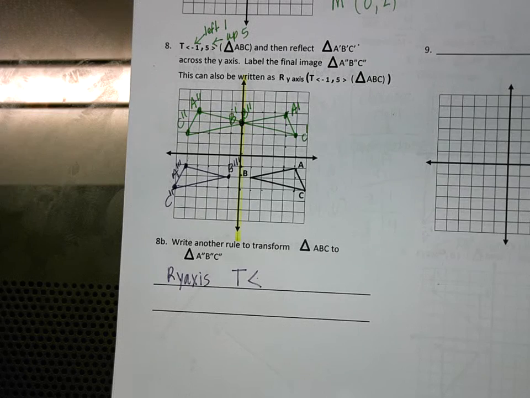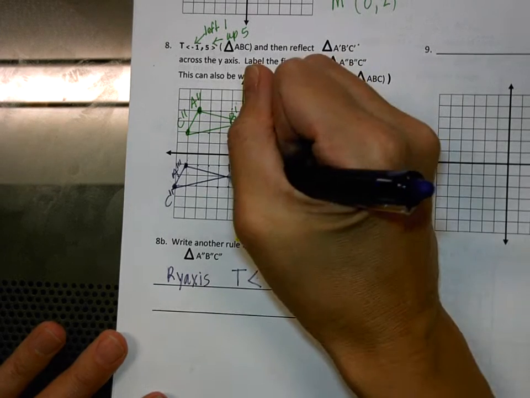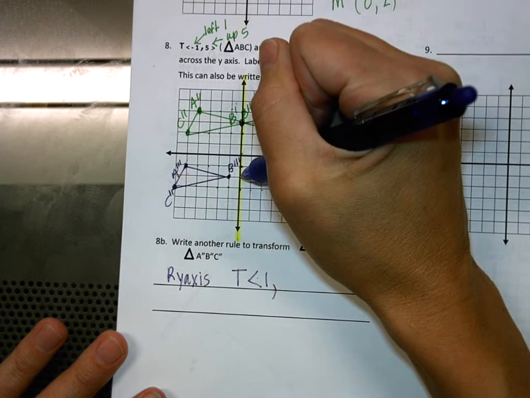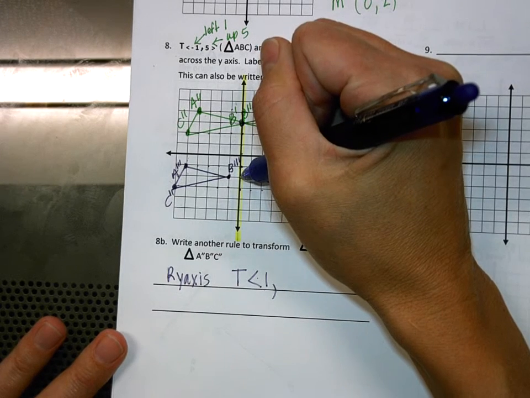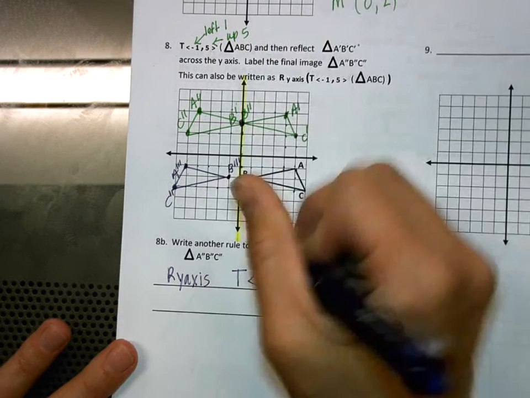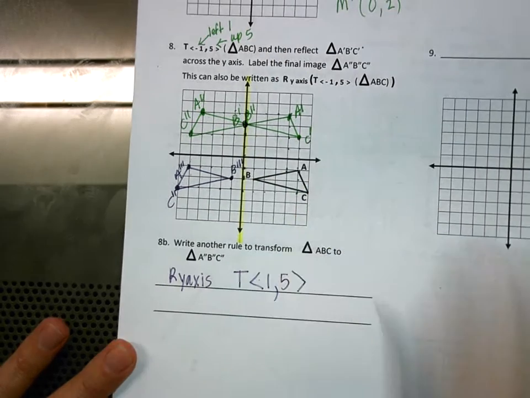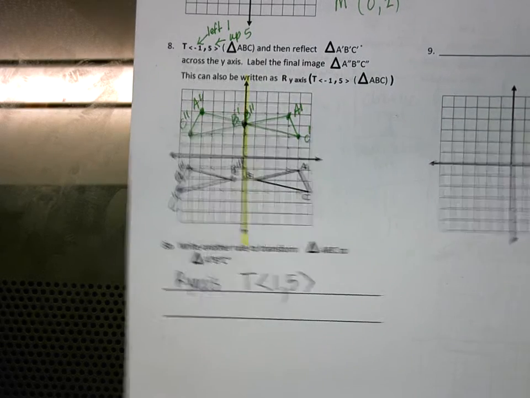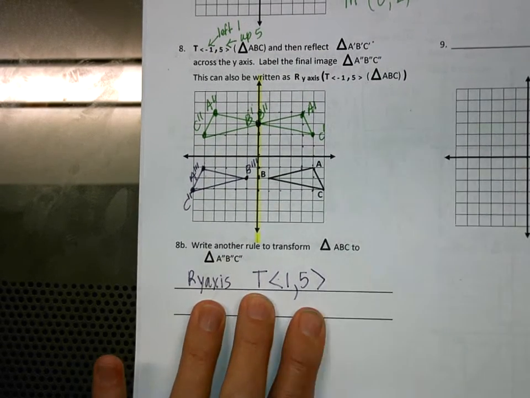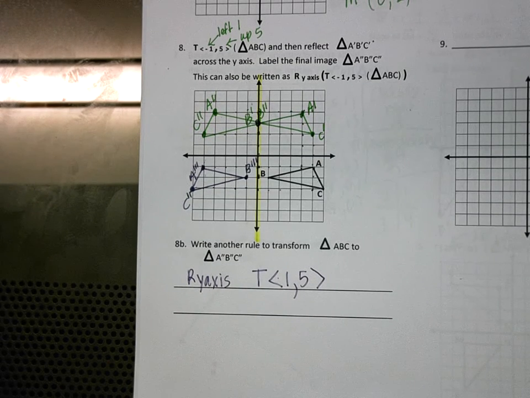So for B, I'd have to translate it 1 to the right. So that's a positive 1. And then once I make it to this positive 1 here, I would need to then go up, which is positive 1, 2, 3, 4, 5. And so you'll notice here that this is a different translation than this, but they both get you to the same location. And that is it.